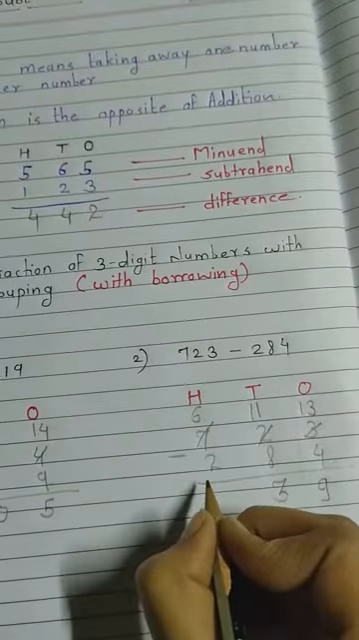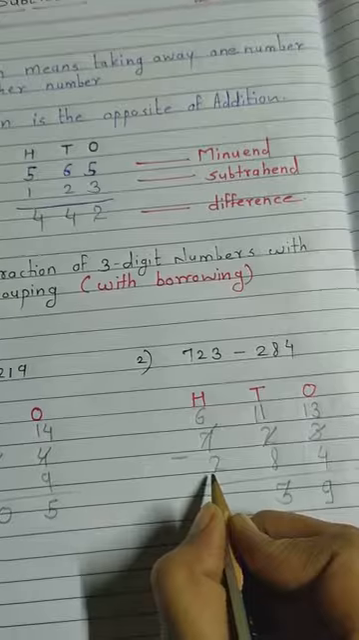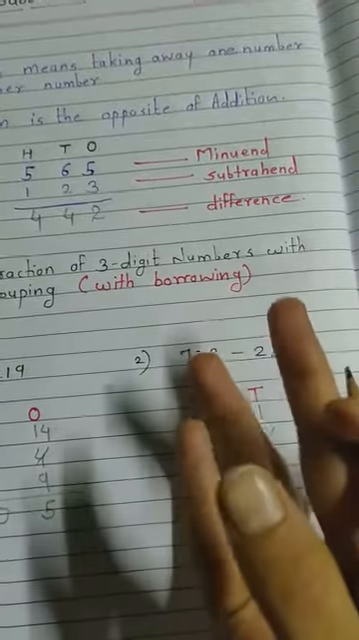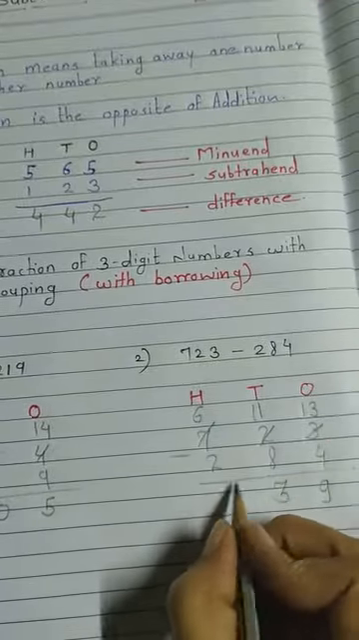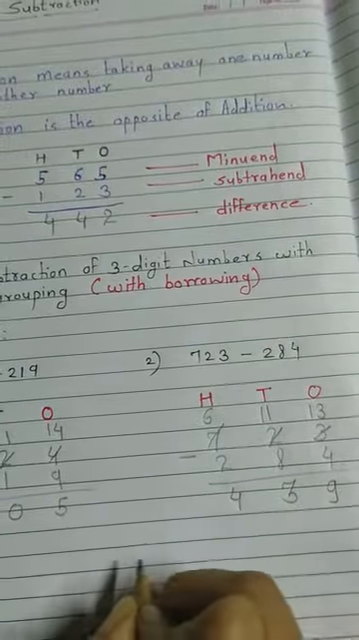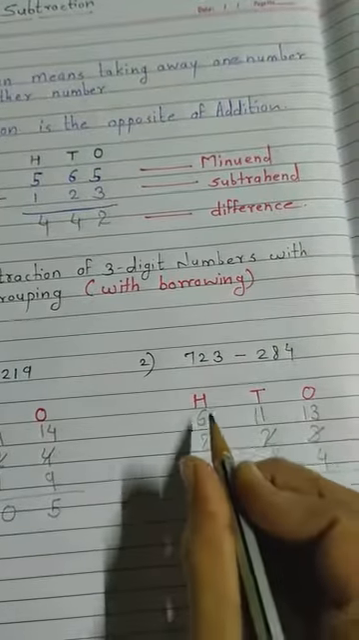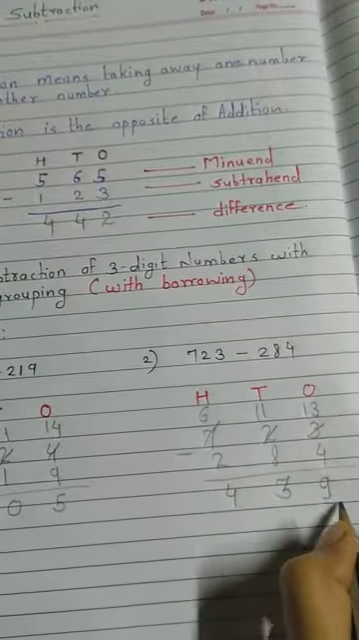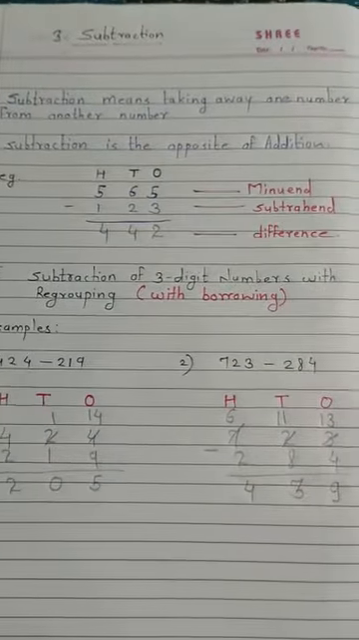Then 6 minus 2. The first number is bigger than the second number, so we do the subtraction. Count from the small number to the big number: 3, 4, 5, 6. How many? 4. So you got the answer over here, 439. Likewise, we can do the subtraction.